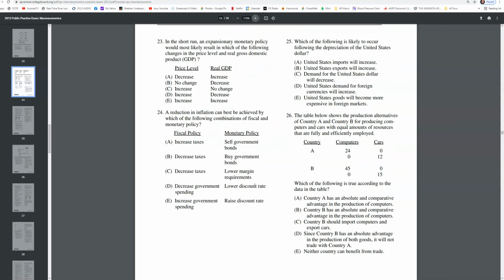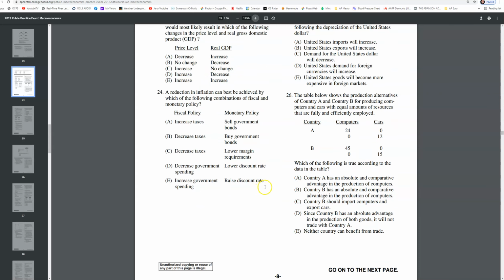Now 26, obviously, I'm not going to stop and draw the chart here. I've got a whole YouTube video on this, and you should know how to figure out absolute and comparative advantage. We did this the other day with second period, and I think I did it in first period, and I think there's like 8 kids there. 4 of them could do this in their head. I am not one of those people.